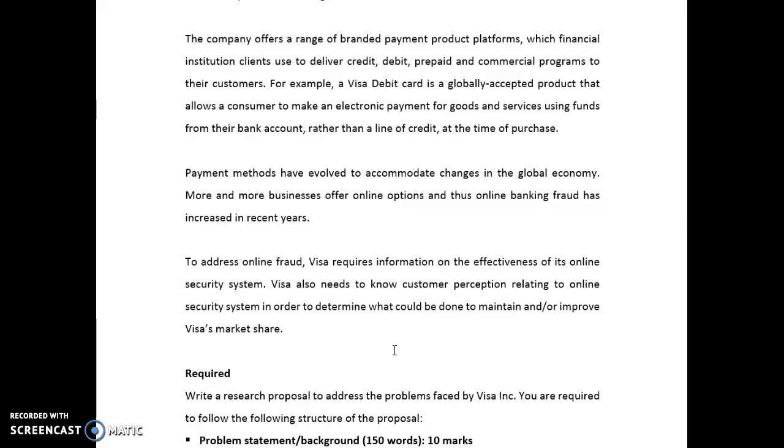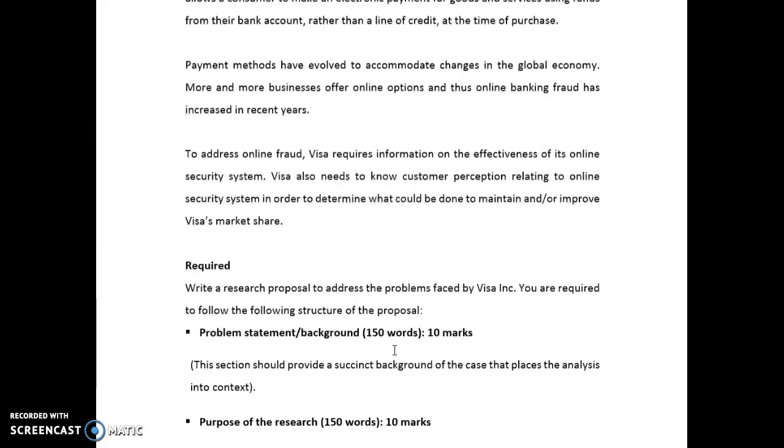Some of you are actually confused here: the effectiveness of the online security system and customer perception relating to the online security system. Which one do you actually need to focus on? I would suggest that your main focus will be the combination of these two. That means how customers perceive the effectiveness of the online security system. How safe the customers are feeling about the online security system of Visa Incorporated. That should be your key research issue.